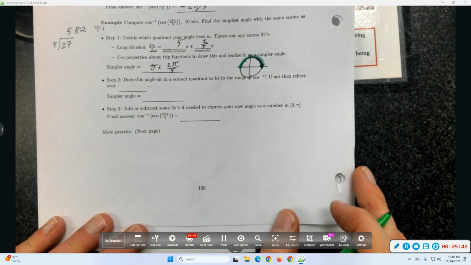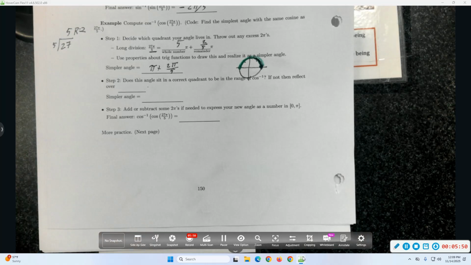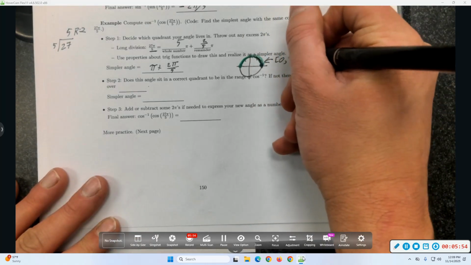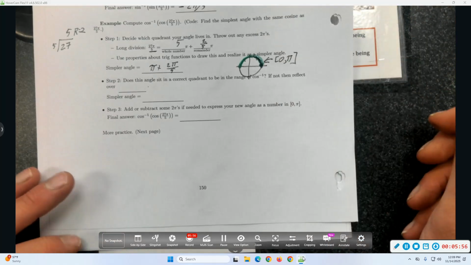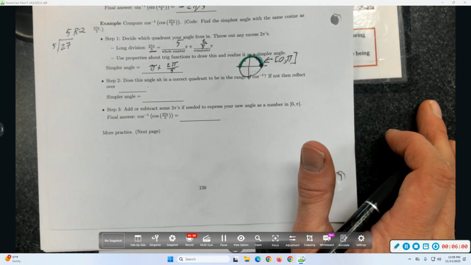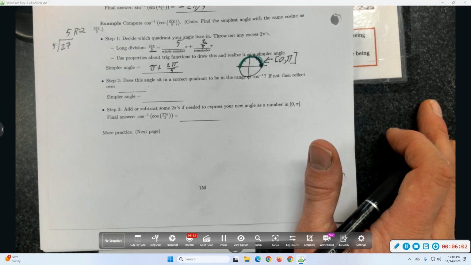That look different enough? All right. There are angles between 0 and pi. What quadrants does that trace out? Quadrant 1 and quadrant 2.